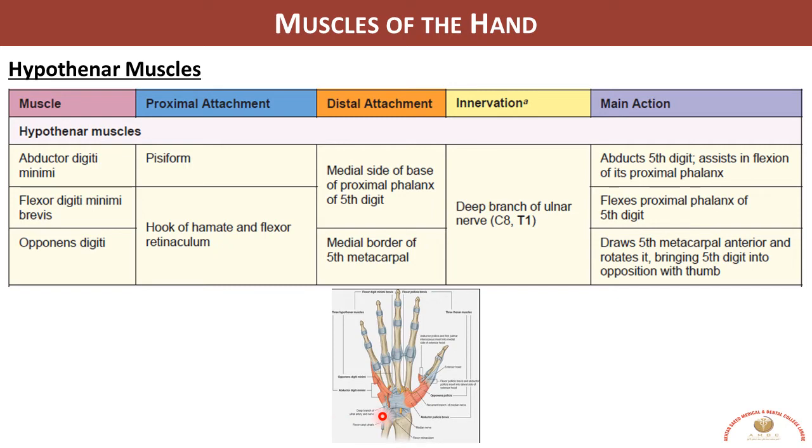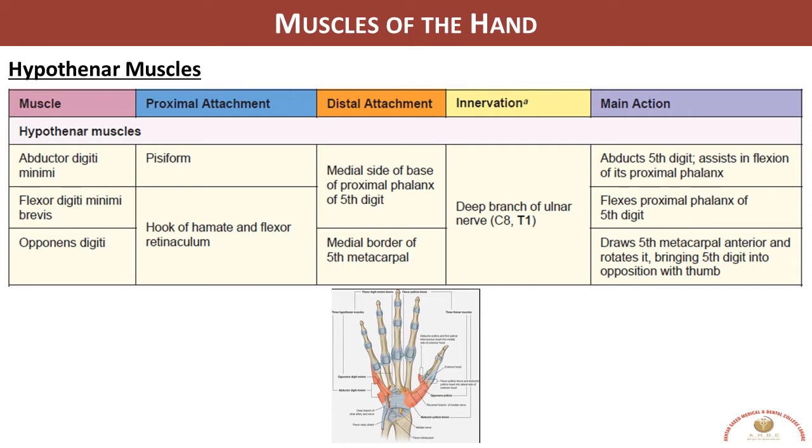Flexor digiti minimi brevis and opponens digiti minimi have a common origin from the hook of hamate and flexor retinaculum, and they all attach over the medial border of the fifth metacarpal. They are all supplied by the deep branch of the ulnar nerve. Opponens digiti minimi crosses the fifth metacarpal anteriorly and rotates it, bringing the fifth digit into opposition with the thumb. This was the muscular attachments, innervation, and actions of the hypothenar muscles.